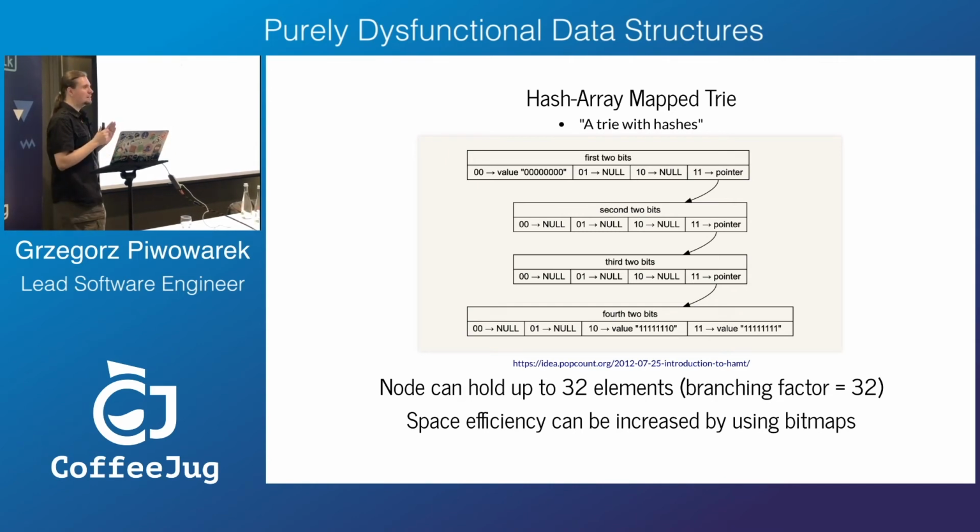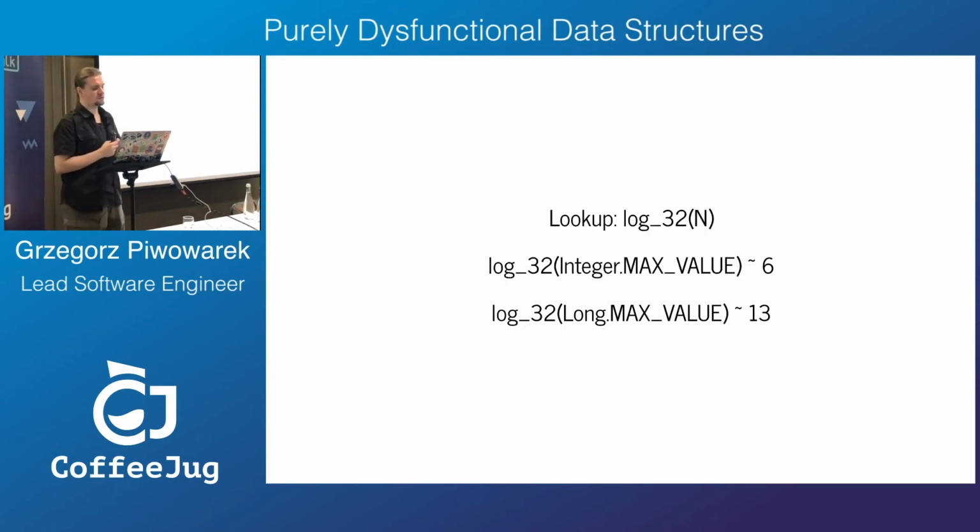But wait, I told you that it gives constant time access to elements, but there is a tree. And the access patterns in trees are a bit different from constant time. If you wanted to calculate the time complexity of this one, it is logarithm base 32 of n, where n is the number of elements being stored. But think about this: 32 branching factor, 6 or 7 levels of a tree. What kind of big value do we end up with? How many elements can we store? Quite a lot. If you calculate log base 32 of the max value of an integer, it's 6. It's 6, okay?